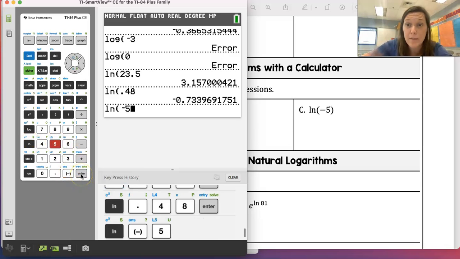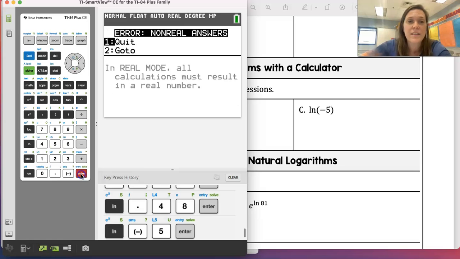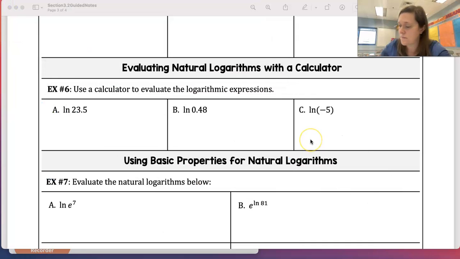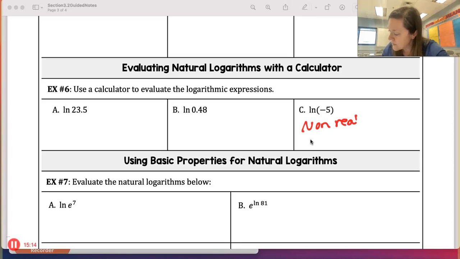So any ideas what's going to happen here? Natural log of -5? Yep, you guessed it. Non-real answer. So no solution, the solution doesn't exist. Why doesn't it exist? Because our domain for any logarithmic function, even if it has a base of e, is from 0 to infinity.